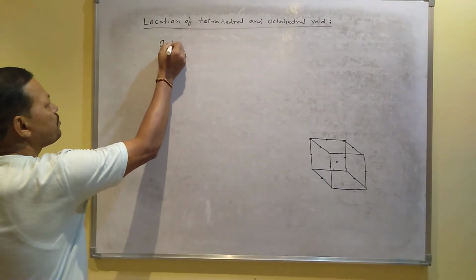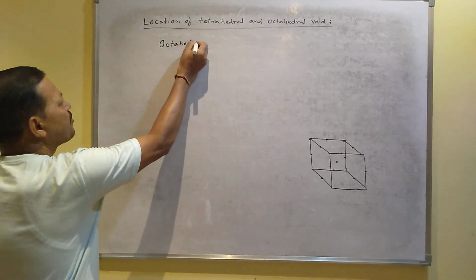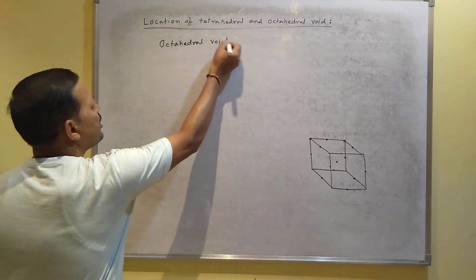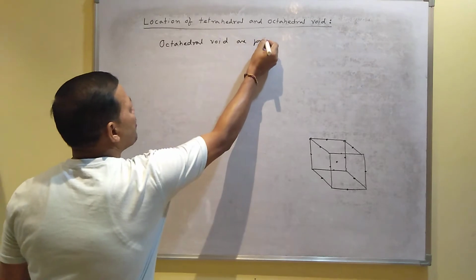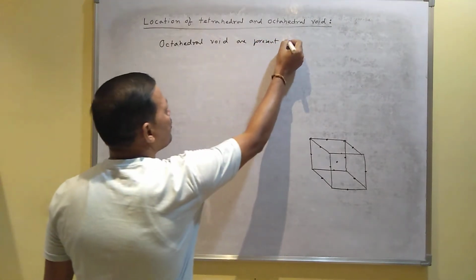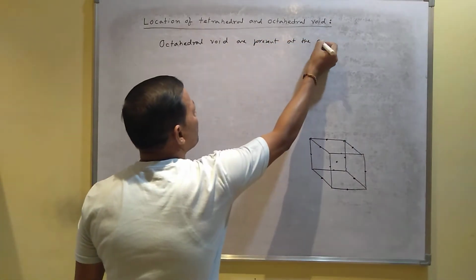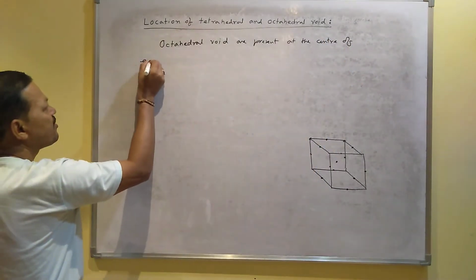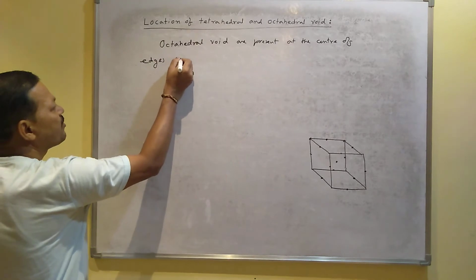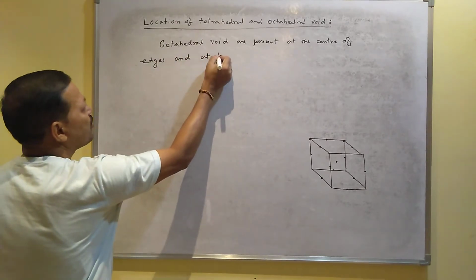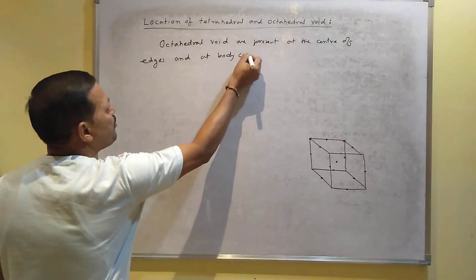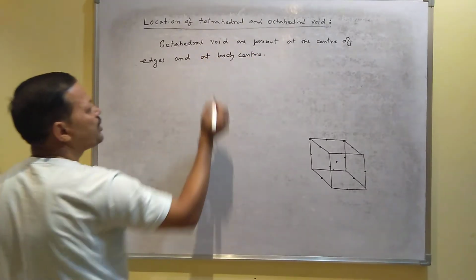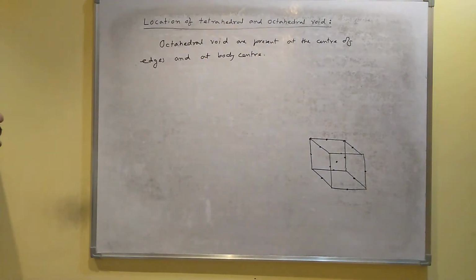I mean, octahedral voids are present at the center of edges and at the body center. Body center means the center of the cube. This is the position of the octahedral void.